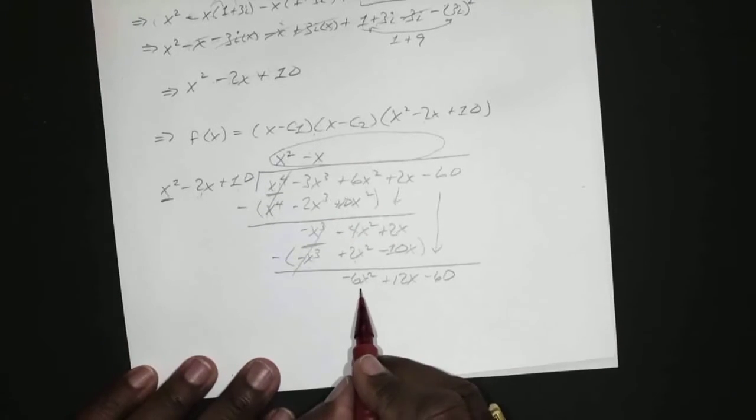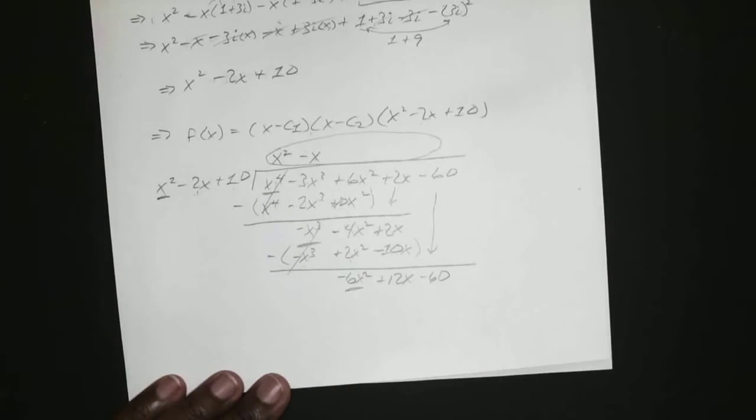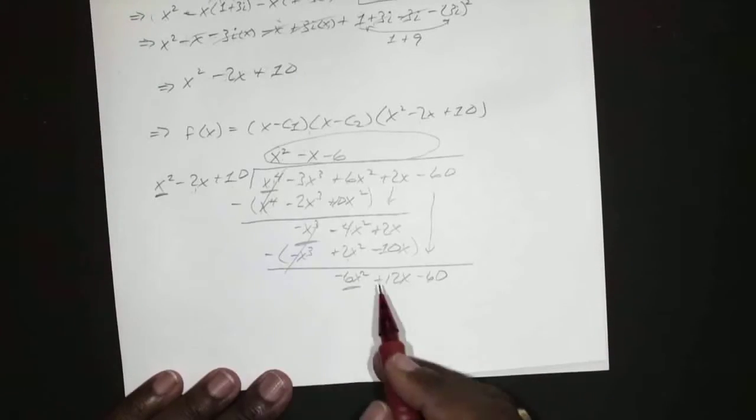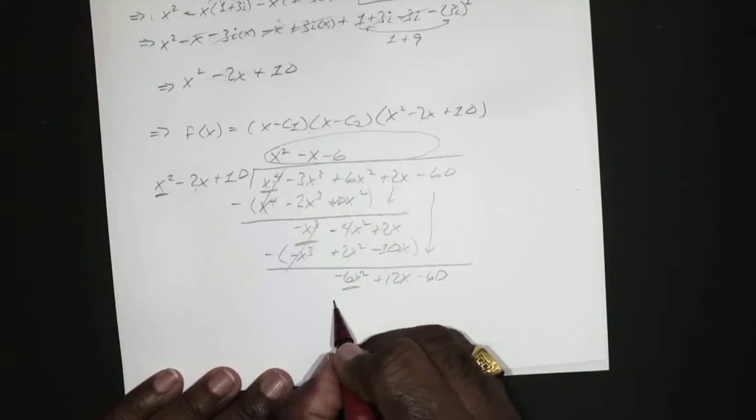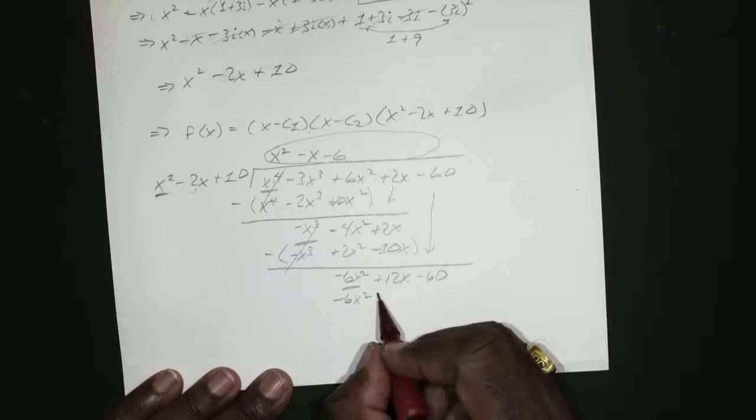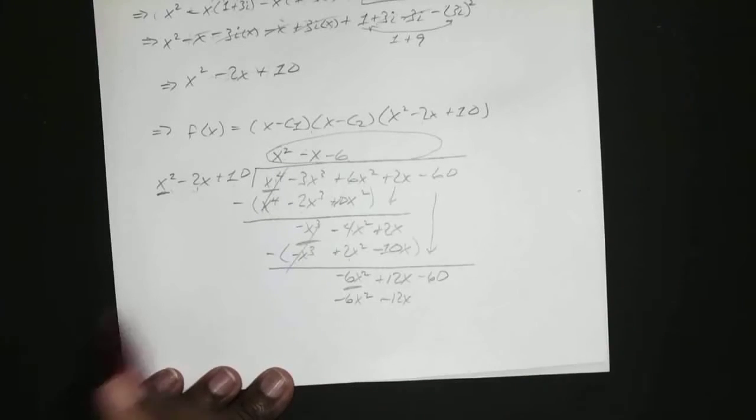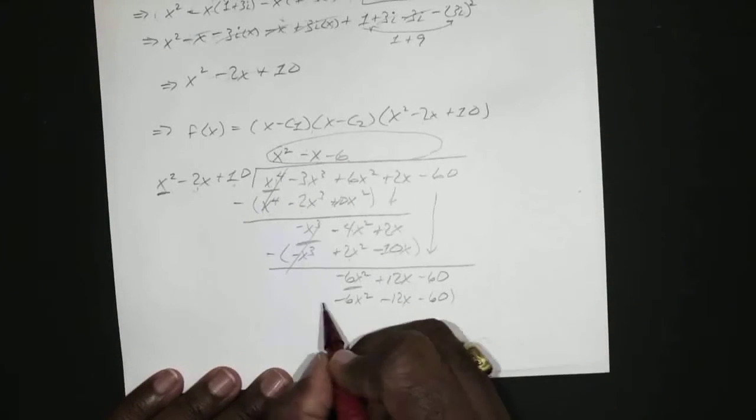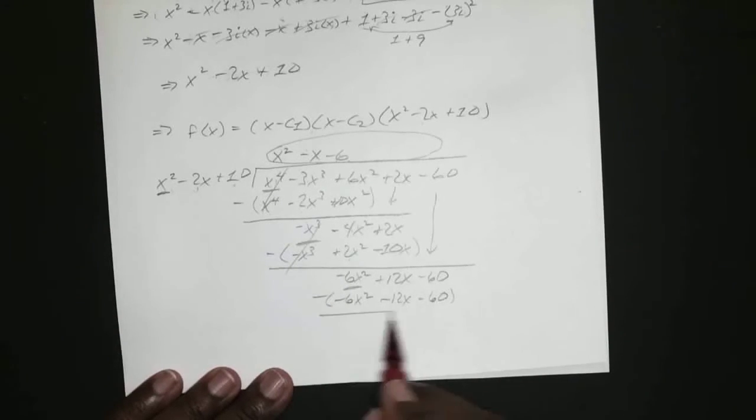Now we want to get rid of this 6x squared, so we multiply this one by negative 6. Negative 6 times x squared is negative 6x squared. Negative 6 times negative 2x is positive 12x. Negative 6 times positive 10 is negative 60. Now we subtract.